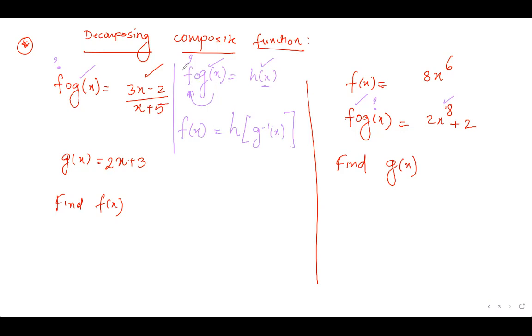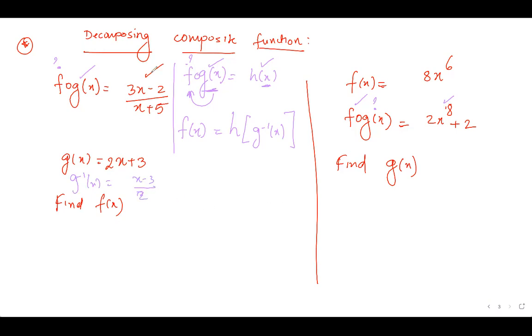You just remember that if you have got f of g of x as h of x, you input g of x inside f. Just replace this x with g inverse x, and you will get the answer. So f of x is h of g inverse x if this has been given to you. So what I can do is find g inverse x. Now I notice that it is x minus 3 over 2. So x minus 3 over 2 is g inverse.